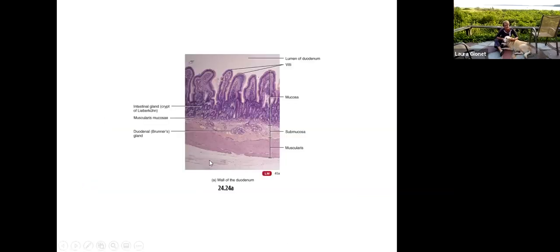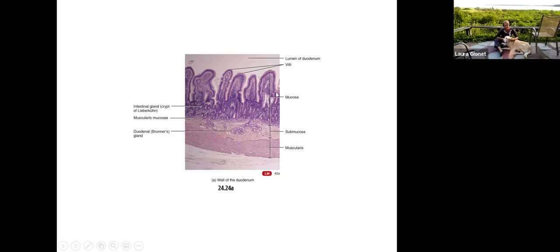All right, so here we have the small intestine. I like to use slides like this histologically in lab, where you can see the mucosa, submucosa, and then the muscular layers, and then whatever is superficial to the muscle layers would have to be the serosa, or the connective tissue layer.